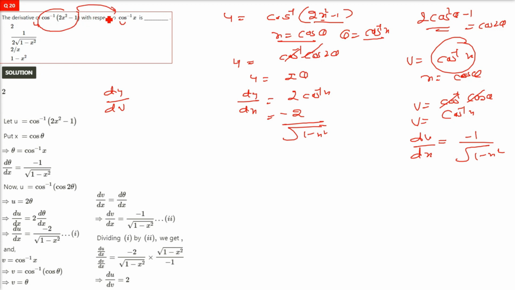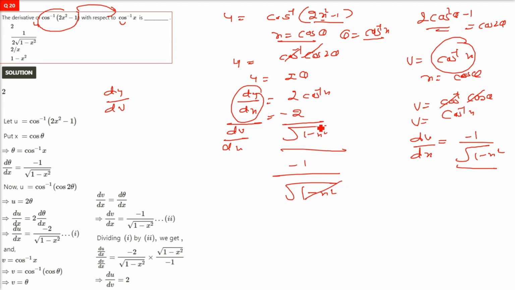Alright. So what we'll do is, we'll take this dv by dx and divide it with minus 2 by under root 1 minus x square. So let me put it here. Under root 1 minus x square is common, so it can cancel. Minus minus gets cancelled, you get a 2. The answer is 2. So the first option in these 4 options is correct. It is 2.